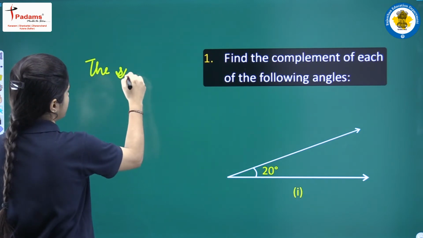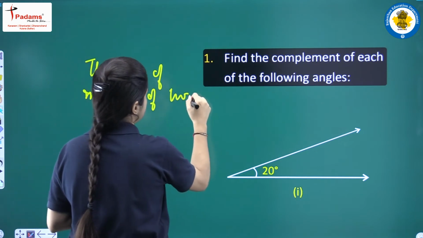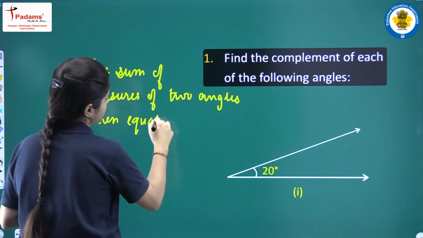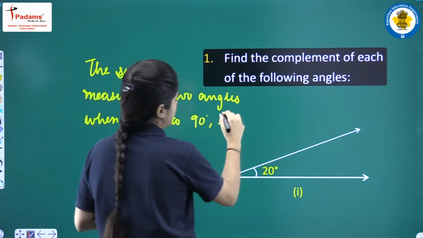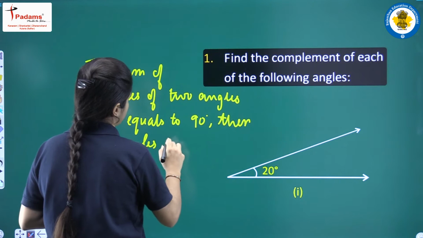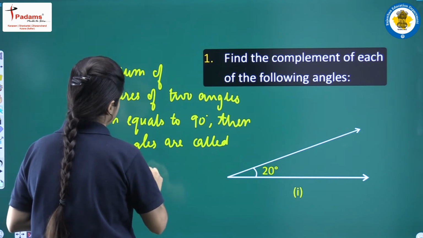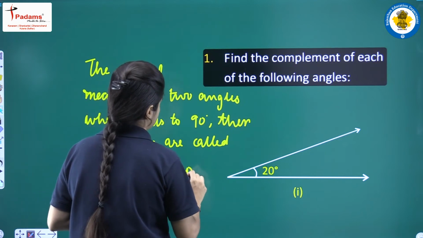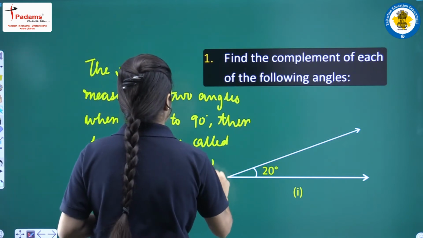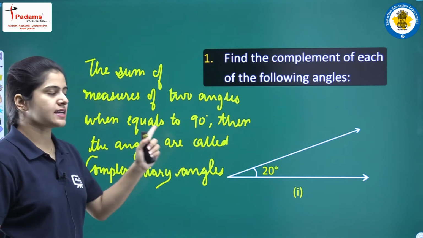The sum of the measures of two angles, when equal to 90 degree, then students, the angles are called complementary angles. Okay, so have a look students, the sum of the measures of two angles when equal to 90 degree, then the angles are called complementary angles.